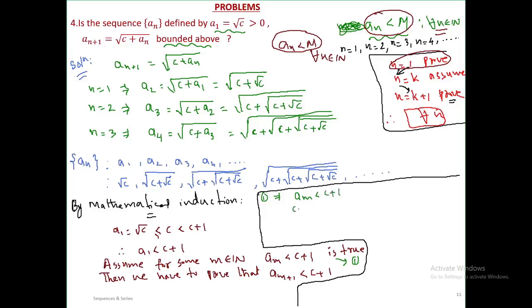Now I am writing C plus a_m. I am adding C on both sides: C plus a_m is less than C plus C plus 1. Then what will you get? C plus a_m is less than 2C plus 1. Okay. Now I am taking the square root on both sides. Square root of C plus a_m is obviously less than square root of 2C plus 1.